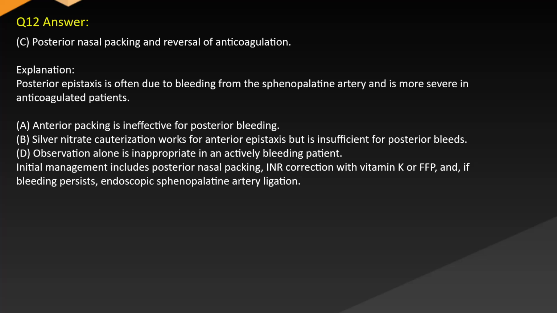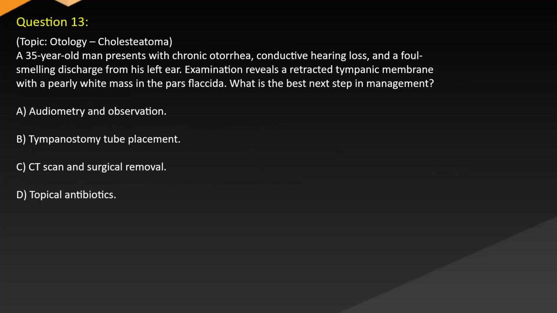Explanation: Posterior epistaxis is often due to bleeding from the sphenopalatine artery and is more severe in anticoagulated patients. A. Anterior packing is ineffective for posterior bleeding. B. Silver nitrate cauterization works for anterior epistaxis but is insufficient for posterior bleeds. D. Observation alone is inappropriate in an actively bleeding patient. Initial management includes posterior nasal packing, INR correction with vitamin K or FFP, and, if bleeding persists, endoscopic sphenopalatine artery ligation.